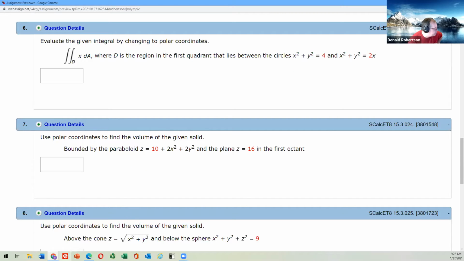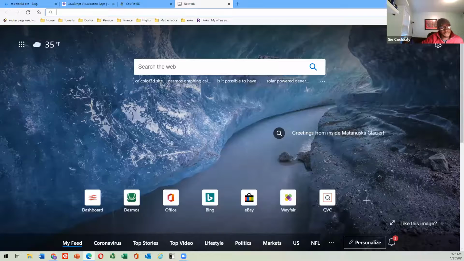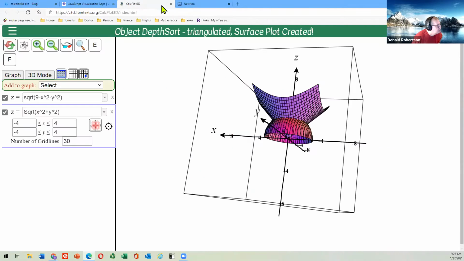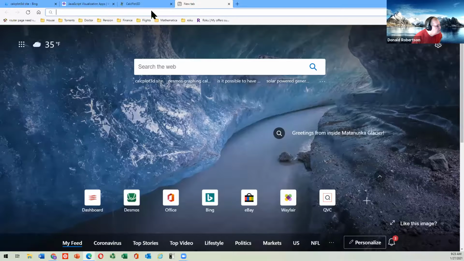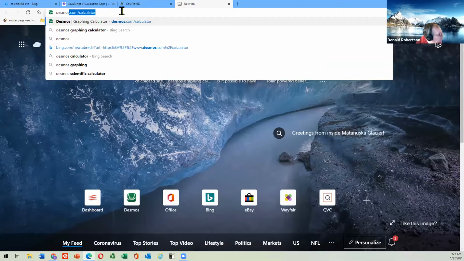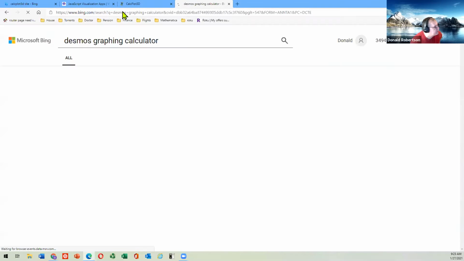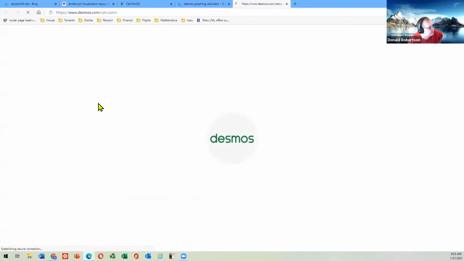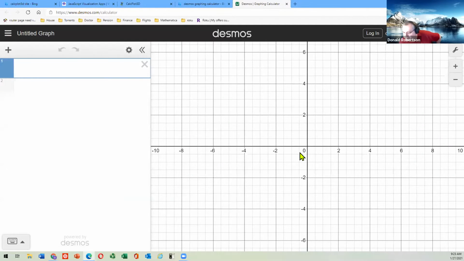So I'm going to use Desmos. We got Desmos set up here. I don't know if I do. That's for later on. Okay, let's do Desmos. It's normally easy to find. There it is. Can you see Desmos now?